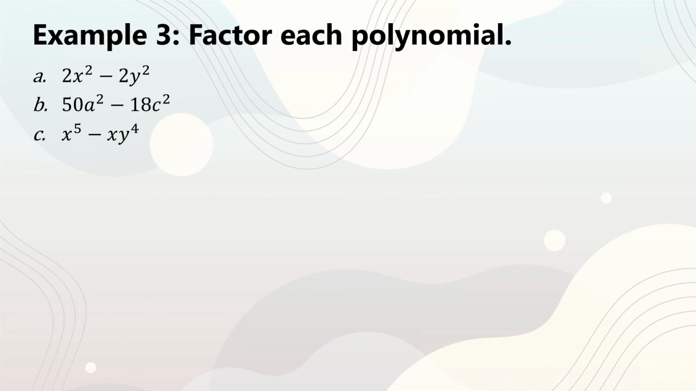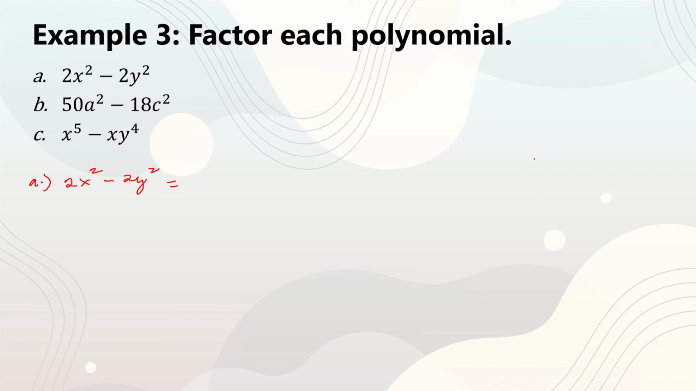Okay, let's have example 3. So, still, the instruction is to factor. So, una, we have 2x squared minus 2y squared. Okay, don't forget, step 1 tayo palagi. Finding the common factor, the GCF.